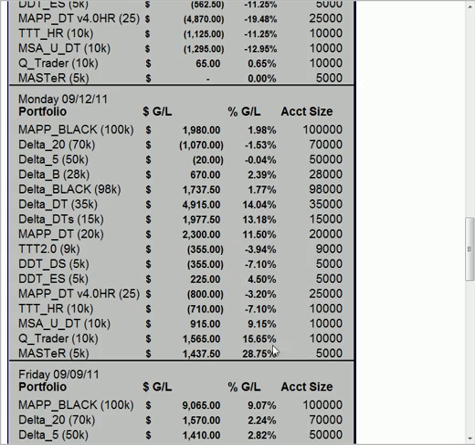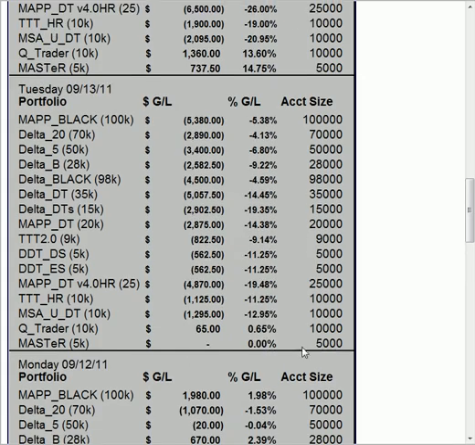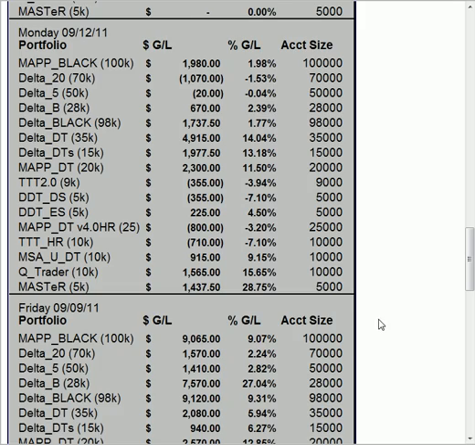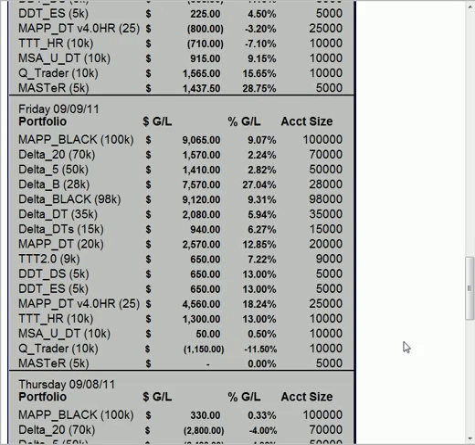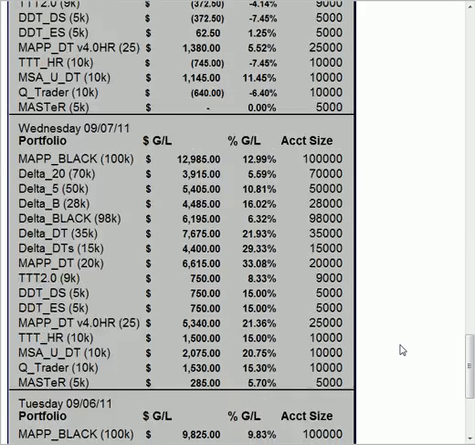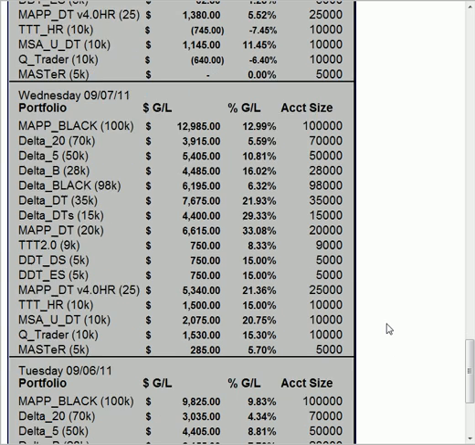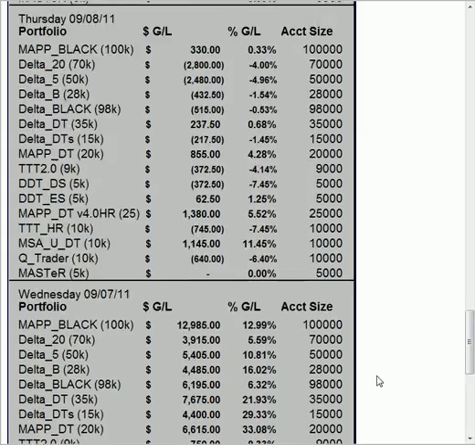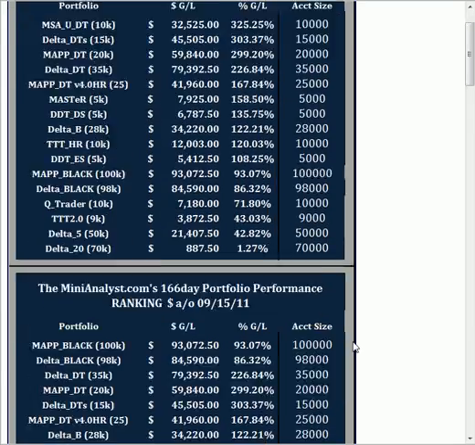Again, QTrader on Monday, and QTrader and Master have been tearing it up this week. 15% for the Master, 30% on Monday. Friday was not too bad, a pretty impressive day. Last Wednesday, beautiful day, and the day prior, look at the Master up 47%. So that's how our portfolios have been doing in real time, live.